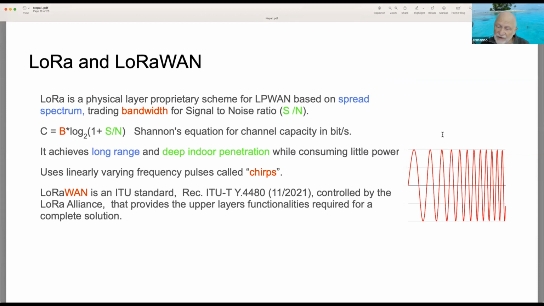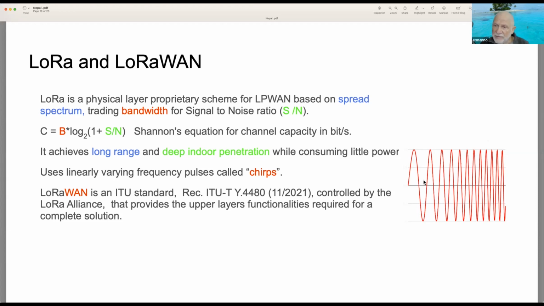This type of signal has been used for radar applications for many years, but the advantage of applying it in IoT is that you are able to detect this kind of signal with very low power. So even if the signal received is very weak, because of the gain you obtain by the spread spectrum technology, you are able to detect feeble signals.